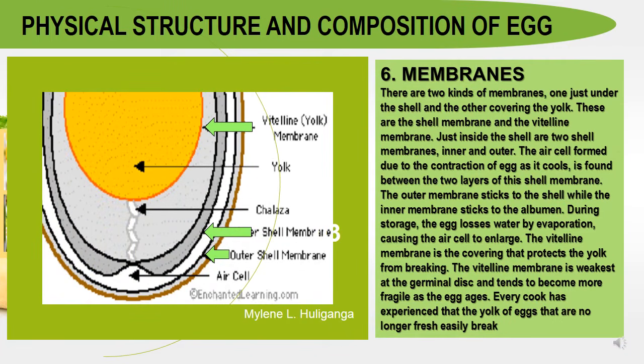Next are the membranes. There are 2 kinds of membranes, one just under the shell and the other covering the yolk. These are the shell membrane and the vitelline membrane. Just inside the shell are the 2 shell membranes, the inner and the outer. The air cell is formed due to the contraction of the egg as it cools. It is found between the 2 layers of the shell membrane. The outer membrane sticks to the shell while the inner membrane sticks to the albumen. During storage, the egg loses water by evaporation, causing the air cell to enlarge.